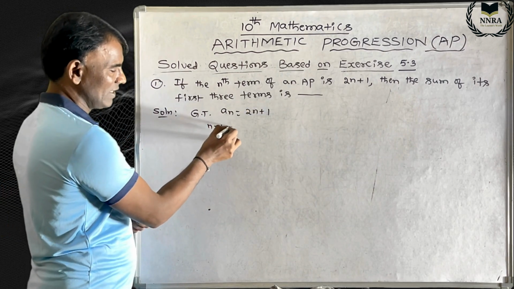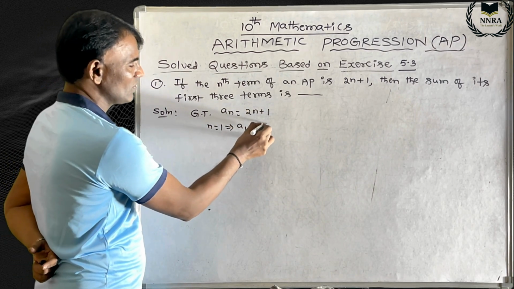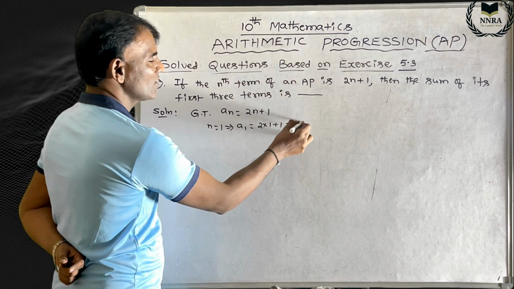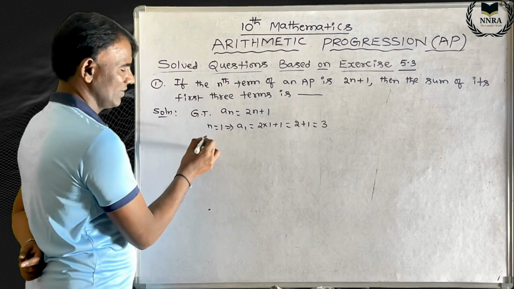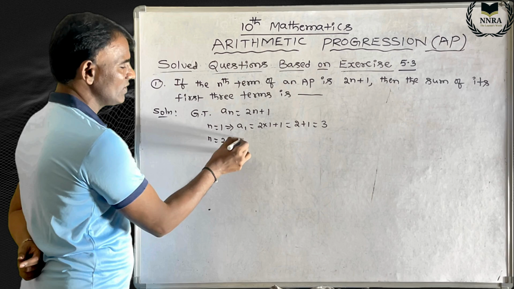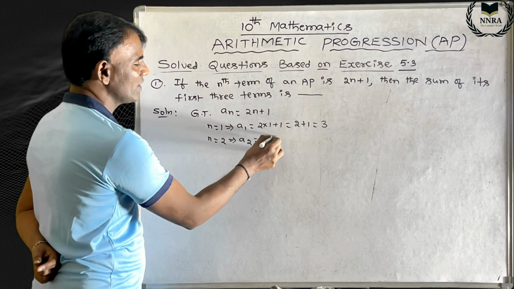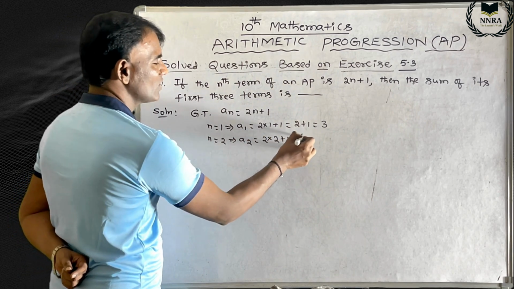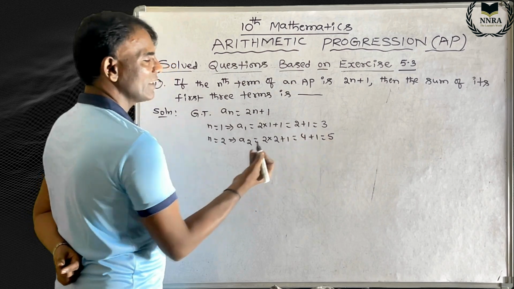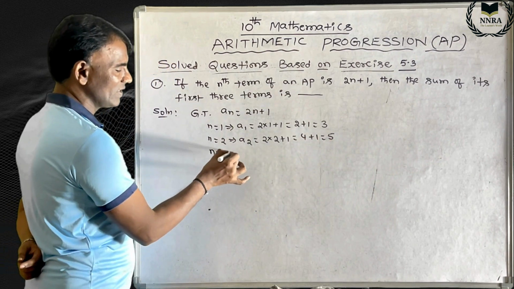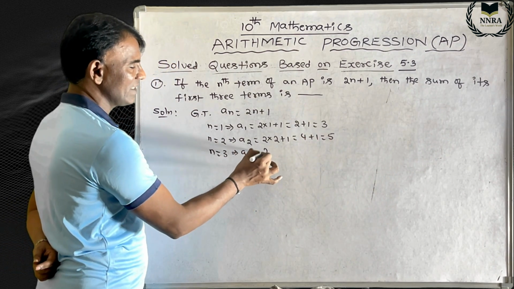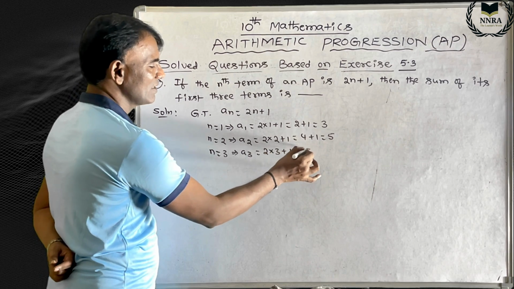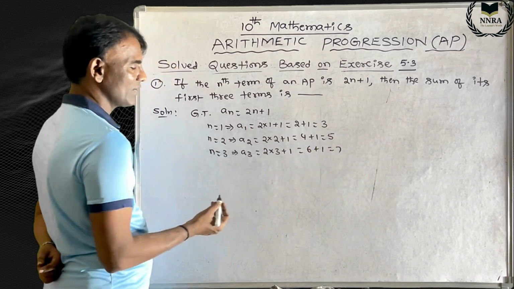N equal to 1. Then a1 equal to 2 into 1 plus 1, so 2 plus 1 equal to 3. If n equal to 2, a2 equal to 2 into 2 plus 1. 2 into 2 is 4, 4 plus 1 equal to 5. If n equal to 3, a3 is 2 into 3 plus 1. So 6 plus 1 equal to 7.